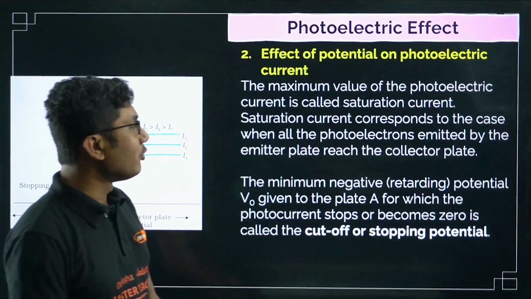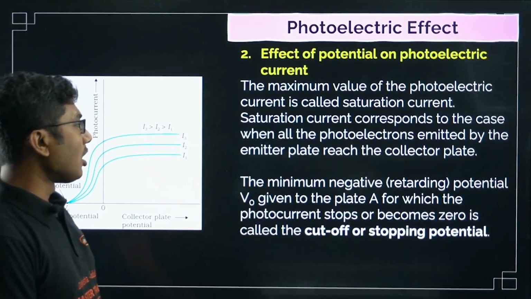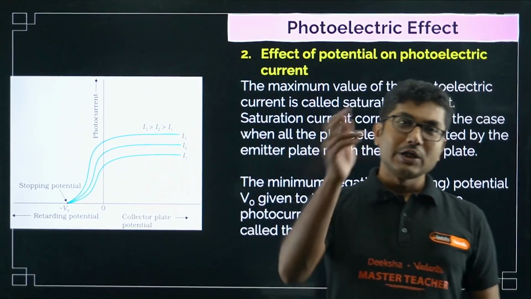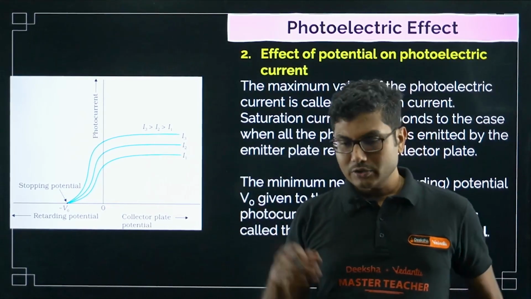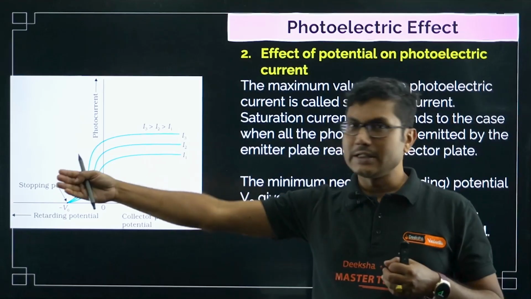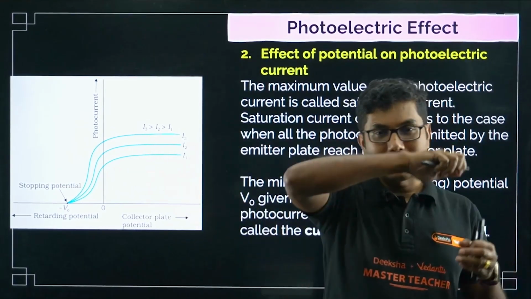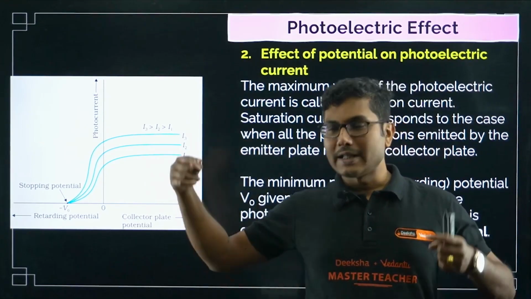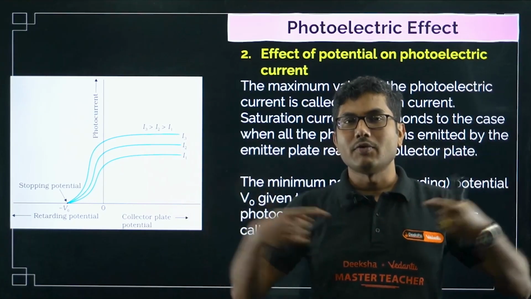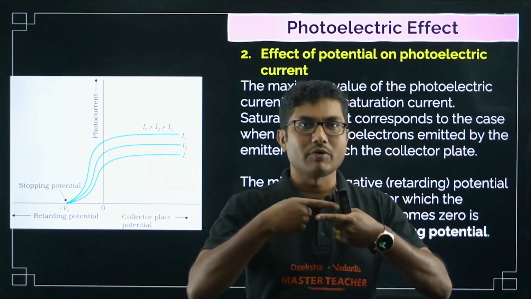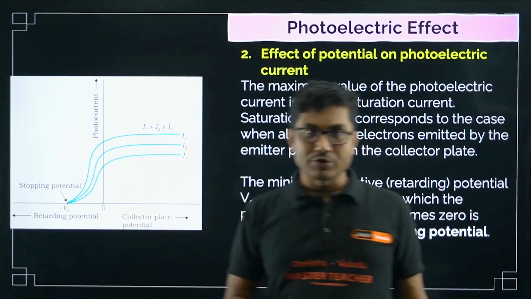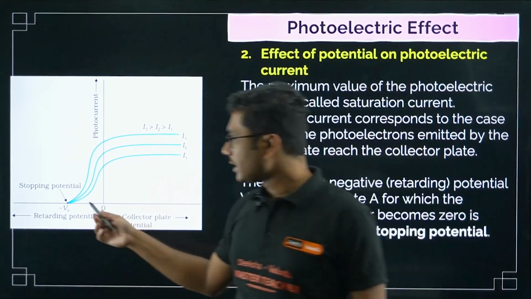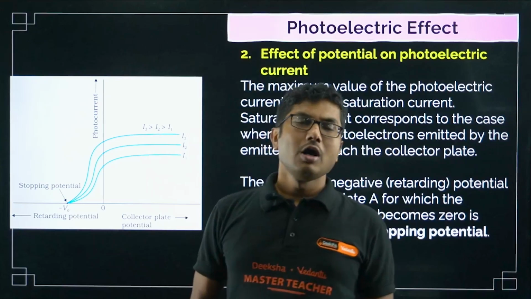The minimum negative potential V0 given to the plate A, at which the photocurrent stops, becomes 0, is called cutoff or stopping potential. Now what is that stopping potential? You are applying a voltage in the reverse direction. The electrons are coming from this side to this side, so there is a current flowing in the opposite direction. Now you have applied a reverse voltage so that there is a current trying to cancel the photocurrent. That is called negative potential, obviously. So that negative potential tends to stop all the motion of electrons at a certain value. This is called stopping potential.